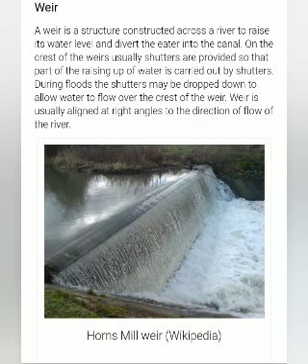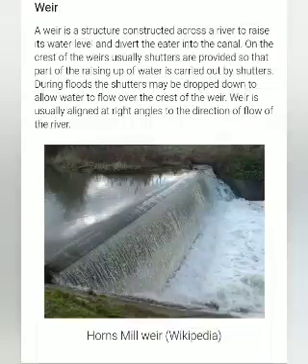The functions. Weir or barrage. It is a structure constructed across a river to raise the water level and divert the water into the canal. On the crest of the weir, usually shutters are provided so that part of the raising up of water is carried out by shutters. During flood, shutters may be dropped. Weir is usually aligned at right angles to the direction of flow of the river.